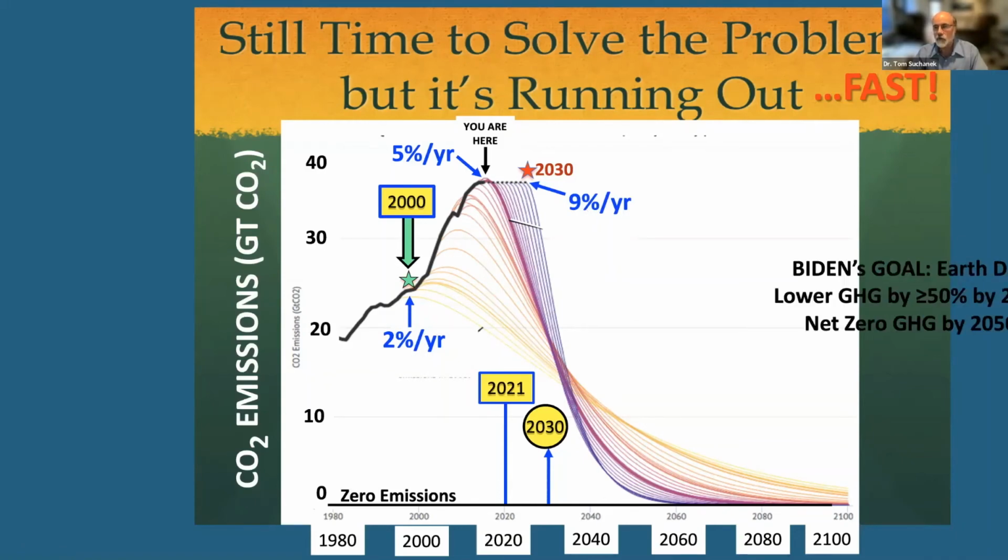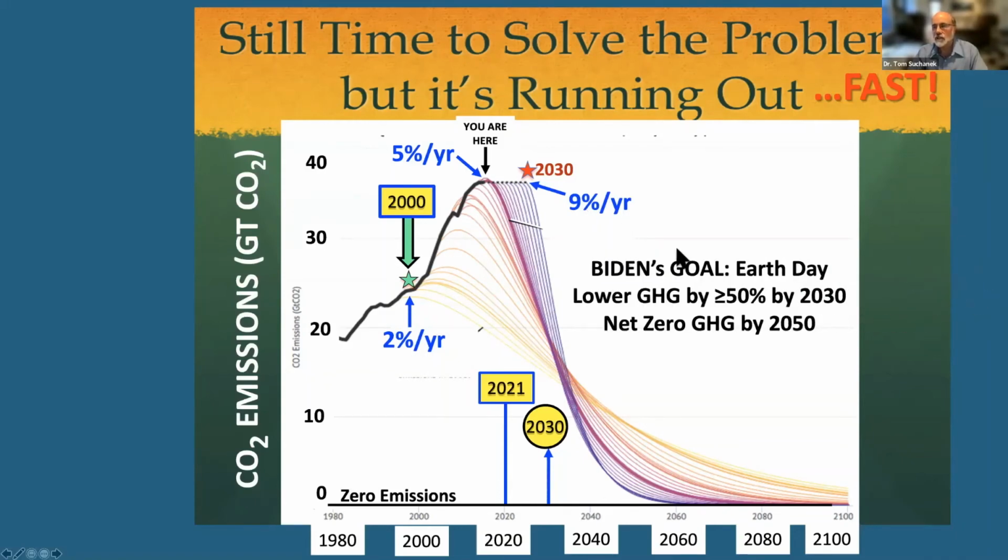So I'm very pleased that Biden's goal was set on Earth Day last week to lower greenhouse gases by at least 50% by the year 2030 and have net zero greenhouse gases by 2050. So those are our goals, and hopefully we can accomplish that.